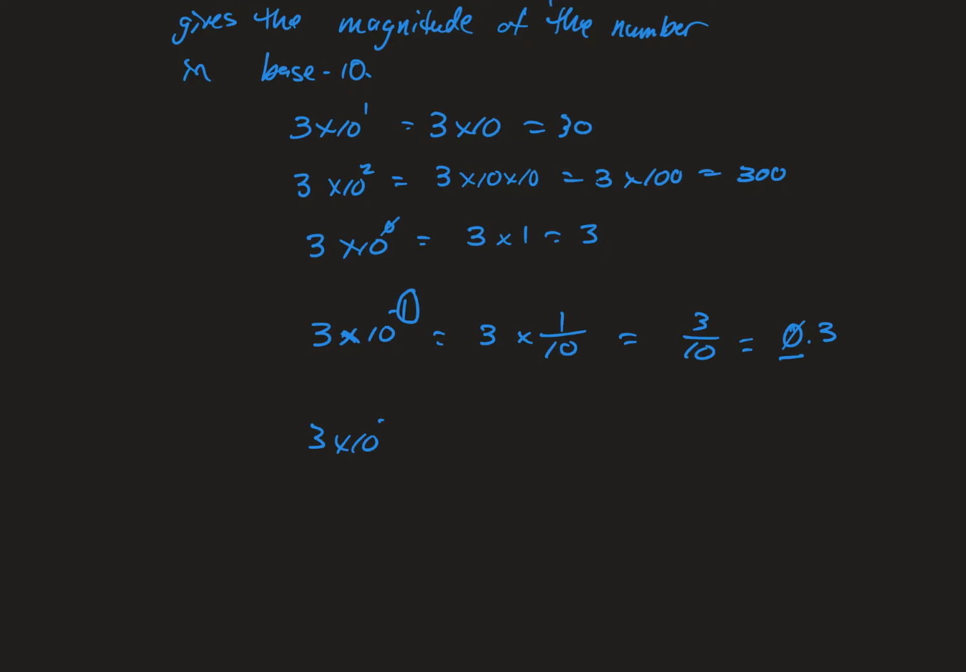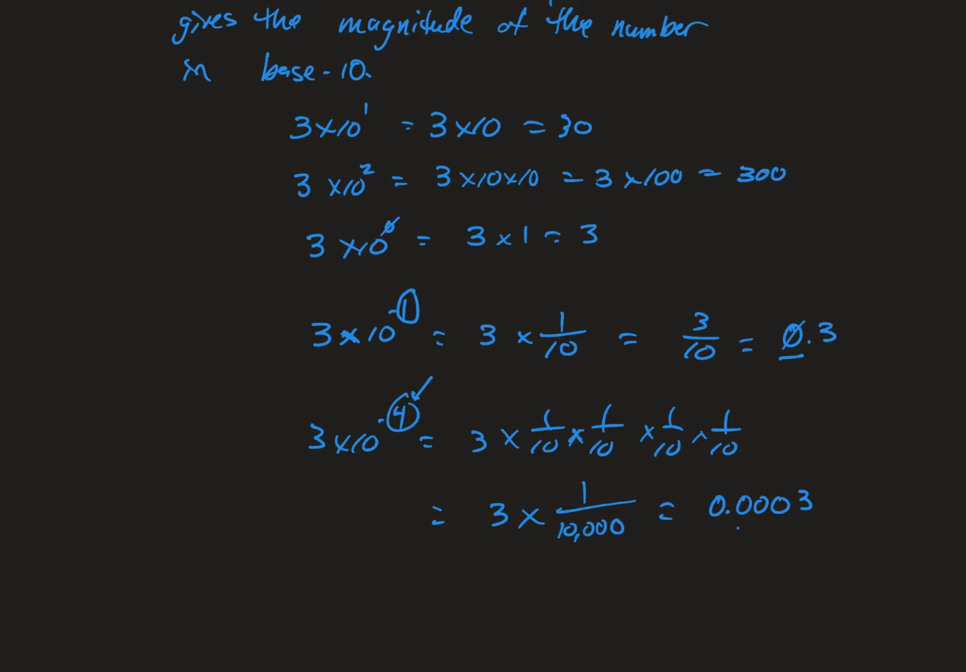3 times 10 to the negative fourth means we'd have 4 zeros. This would be 3 times 1 over 10 times 1 over 10 times 1 over 10 times 1 over 10, or 3 times 1 over 10,000. And so you get 0.0003, that's 4 zeros again from that 4 there, and then your 3. You have the tenths place, the hundredths place, the thousandths place, and the 10,000ths place, 3 10,000ths.